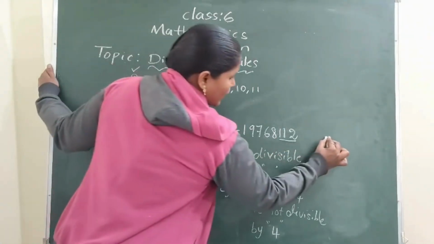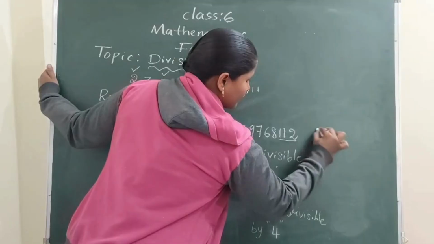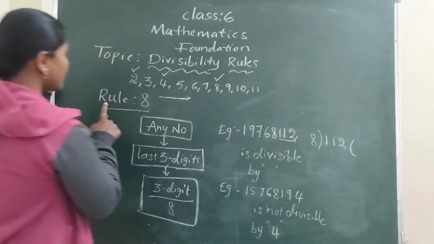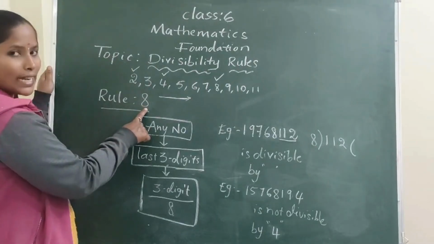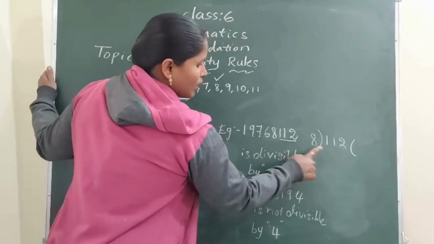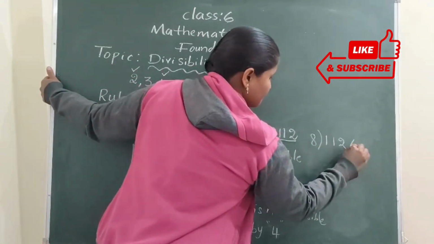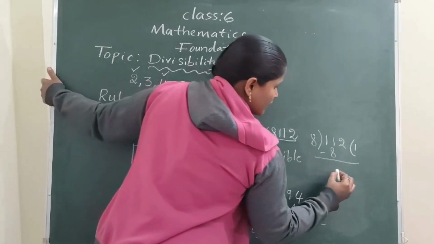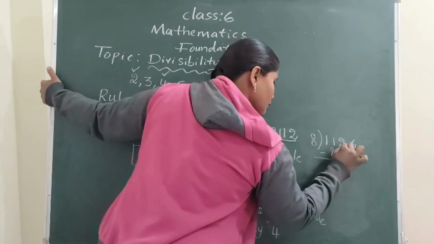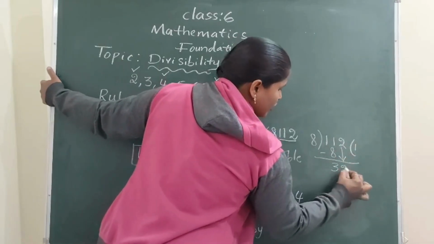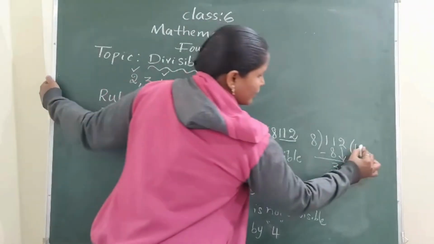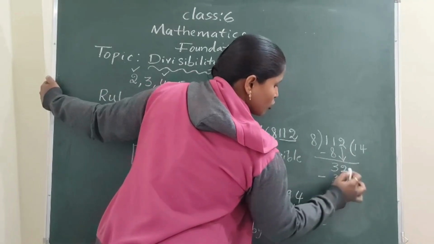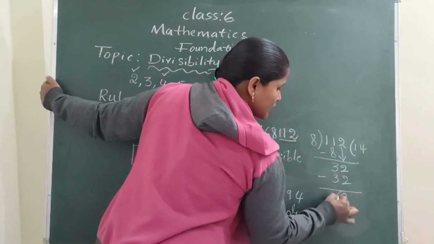Okay. Now I am dividing 112 by 8. Why are we dividing by only 8? Because we are seeing the rule for 8. So now the 8 table, 8 ones are 8. 11 minus 8 is 3. Next we need to consider 2. 8 how many times? 8 fours are how much? 32. Now subtract, 2 minus 2. 32 minus 32 is 0.